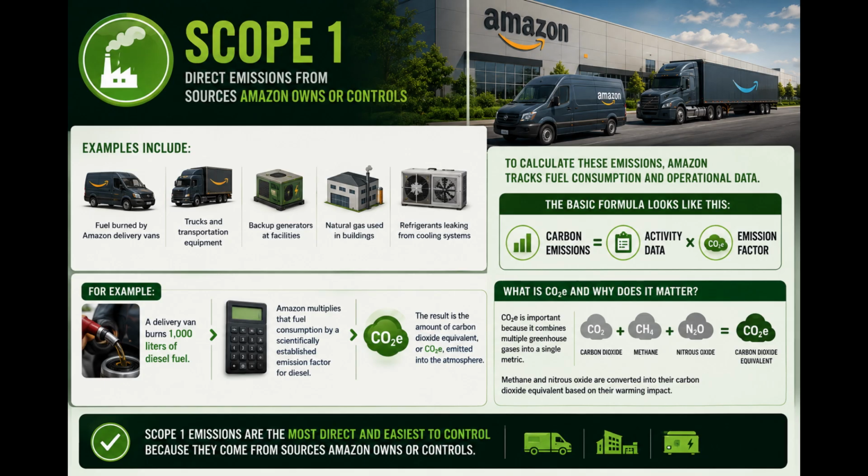For example, if a delivery van burns 1,000 liters of diesel fuel, Amazon multiplies that fuel consumption by a scientifically established emission factor for diesel. The result is the amount of carbon dioxide equivalent, or CO2e, emitted into the atmosphere. CO2e is important because it combines multiple greenhouse gases into a single metric. Methane and nitrous oxide are converted into their carbon dioxide equivalent based on their warming impact.